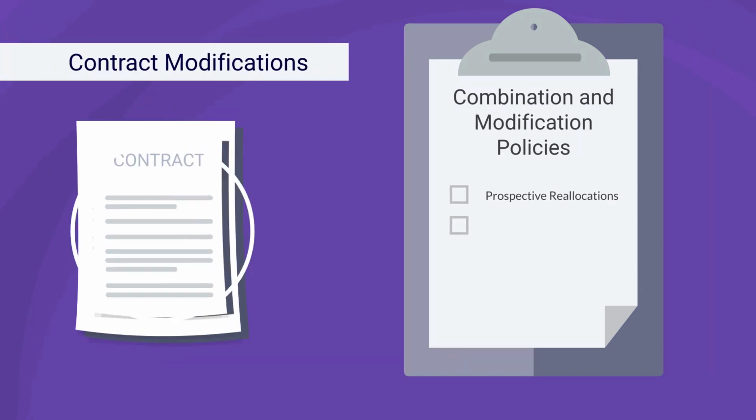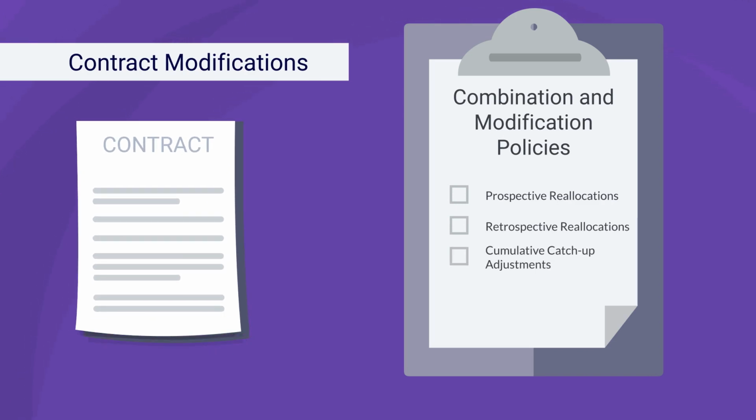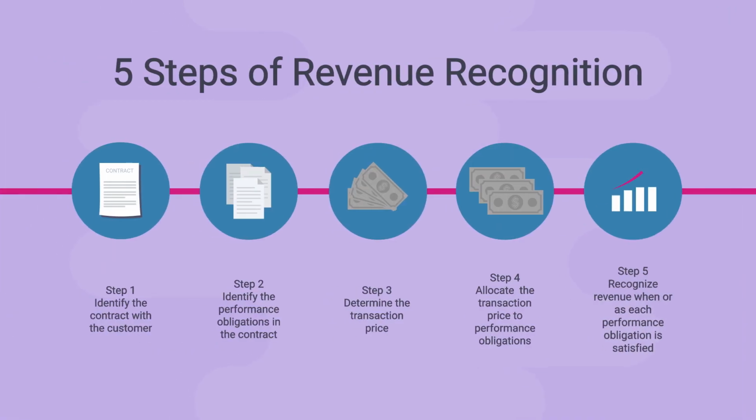Over time, you can manage contract changes with the RMS automated contract combination and modification policies. These enable you to perform prospective and retrospective reallocations of revenue, as well as cumulative catch-ups or downs for any non-distinct performance obligations.